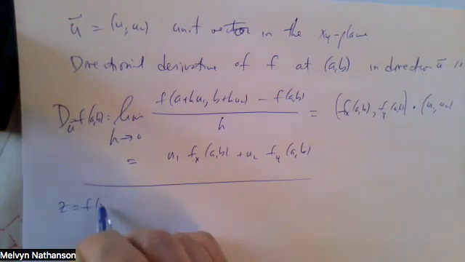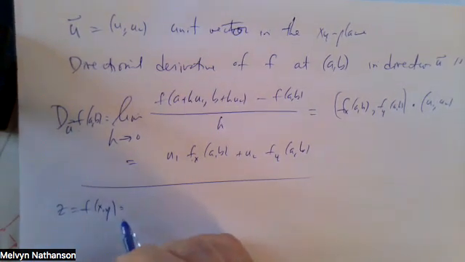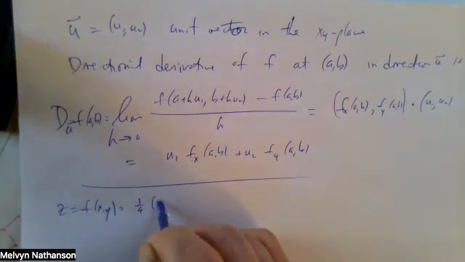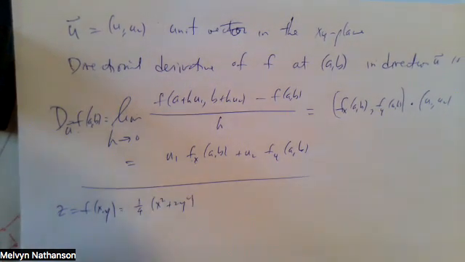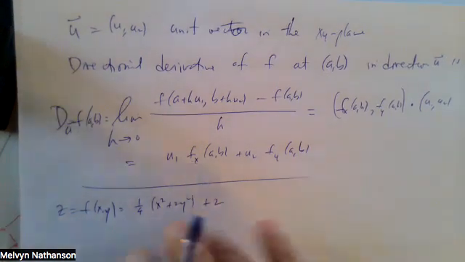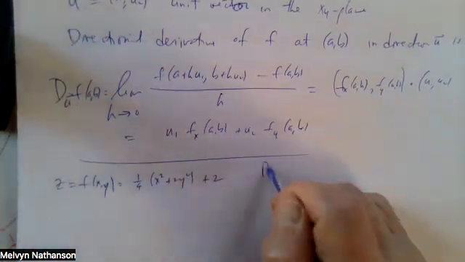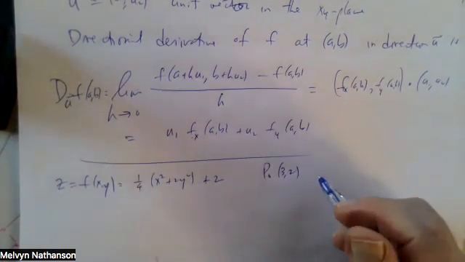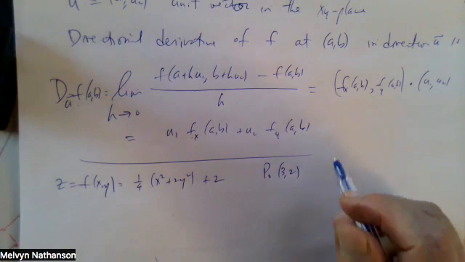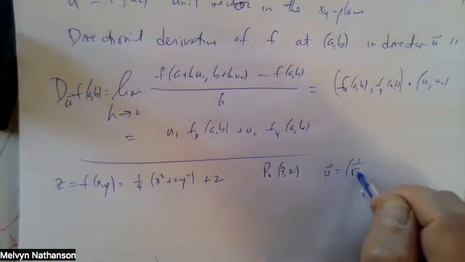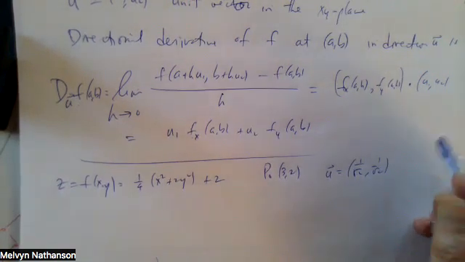Suppose z is a function of x and y, and it's just the function f(x, y) = 1/4 x squared plus 2y squared plus 2. And we take P naught to be the point (3, 2), and we consider the unit vector u equals (1 over root 2, 1 over root 2).